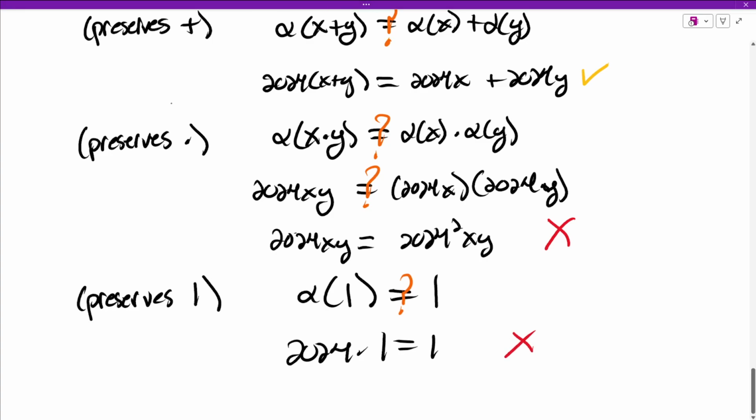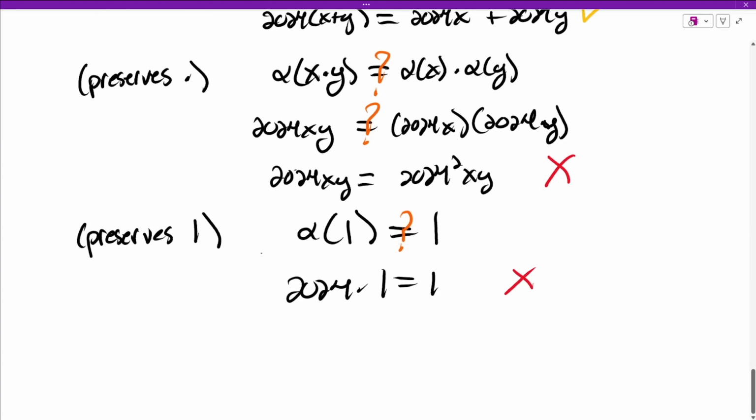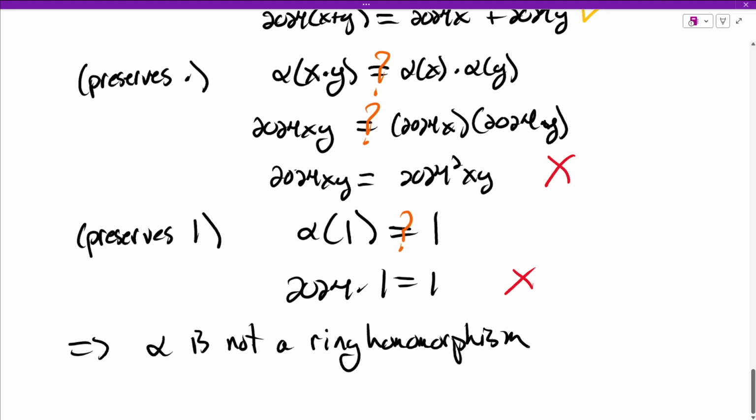So this is an example of a function that preserves addition, but doesn't preserve the remaining two. So we can conclude from this that alpha is not a homomorphism. Well, not a ring homomorphism. And then we move on. So there's that. Great.